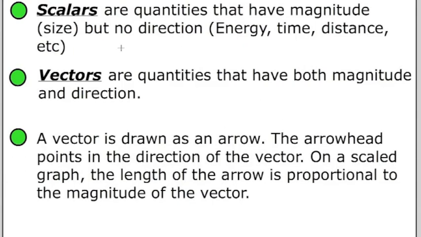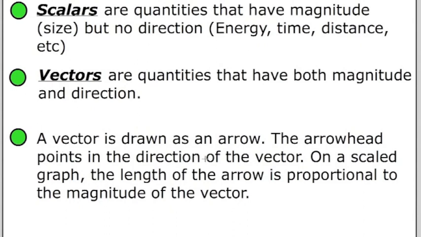In general, scalars are quantities that have magnitude, but no direction. For example, things like energy, time, and distance. Vectors are quantities that have both magnitude and direction. Things like displacement, acceleration, velocity. There are some examples given on the Prezi after this.